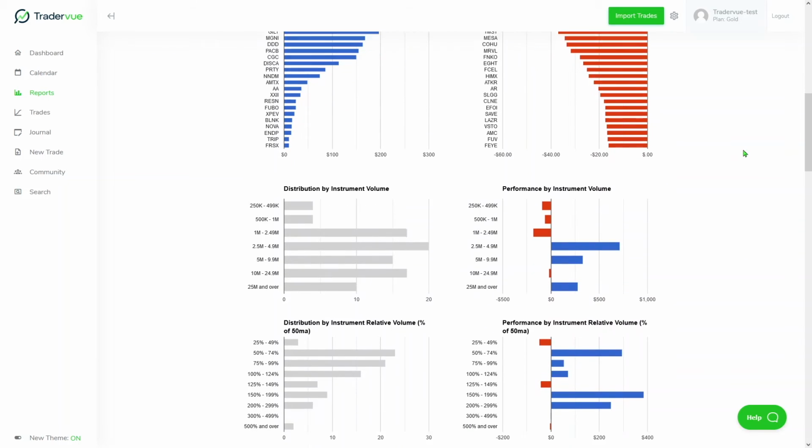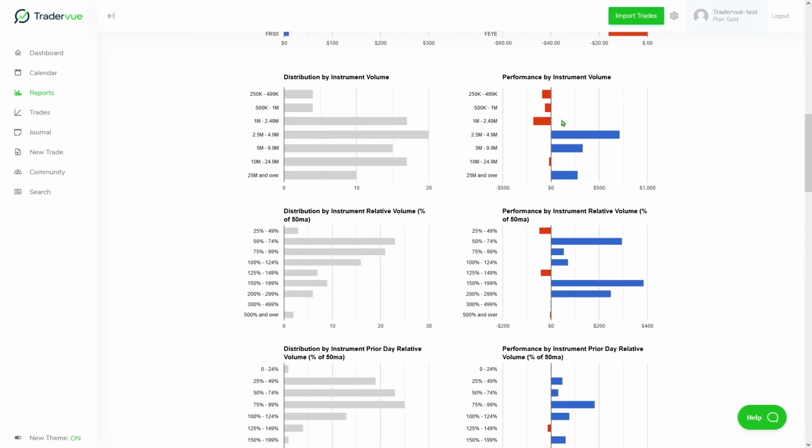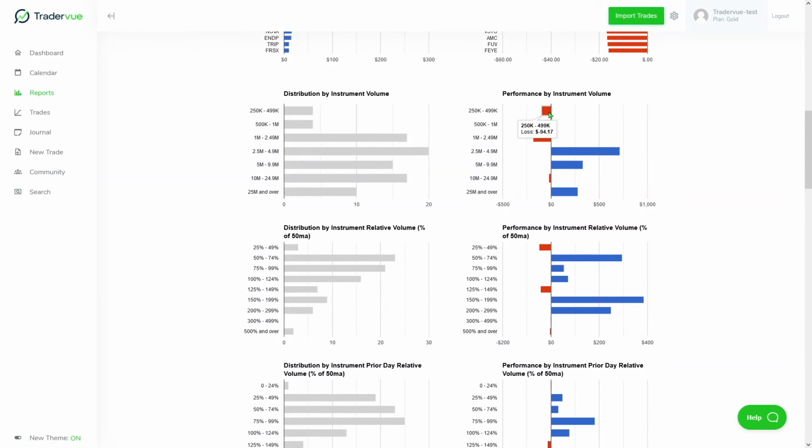And if we scroll lower, we can then see more information that could be of a lot of value for the trader. We can see, for example, here performance by instrument volume, which is basically the performance based on how many shares the stock traded during the day the trade was executed. Here we can see that when the day closed and the stock traded between 2.5 and 10 million, that's the trade that usually performs well for this trader. So long story short, this trader specifically needs liquidity in order to perform better. We can also see that in low liquidity stocks, the trader usually doesn't do really well.